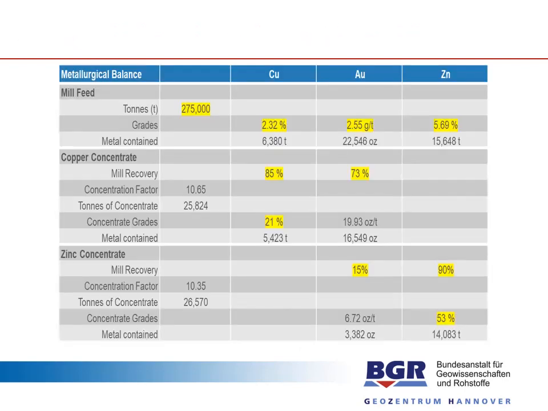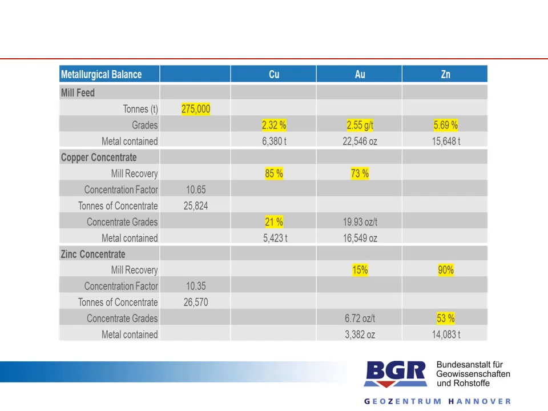Here we see the information we need about the mine. It's a small mine that is processing 275,000 tons of ore per year. The grades are 2.3% of copper, 2.6 grams per ton of gold, and 5.7% of zinc. The mine is producing a copper concentrate with a concentrate grade of 21% of copper and 19.9 grams per ton of gold. The mill recovery into this copper concentrate is 85% for copper and 73% for gold.